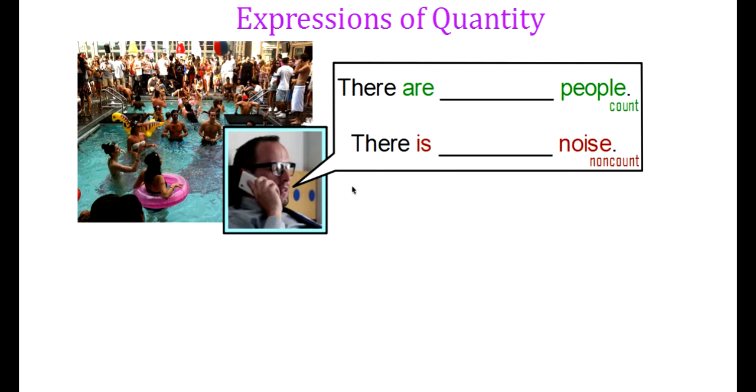Now Jeremy is complaining about a problem at the pool. The problem is an excessive quantity, a large quantity of people and noise. He says there are too many people and there is too much noise. Now these expressions, too many and too much, indicate an excessive quantity, a quantity more than we want. And really they mean the same thing, except many is used with count nouns and much is used with non-count nouns. So I have to say are too many count, is too much non-count.